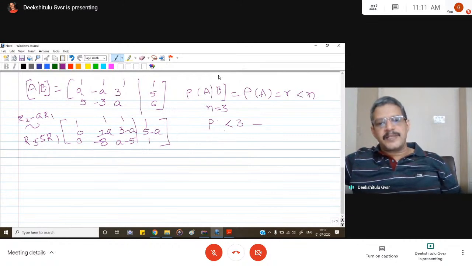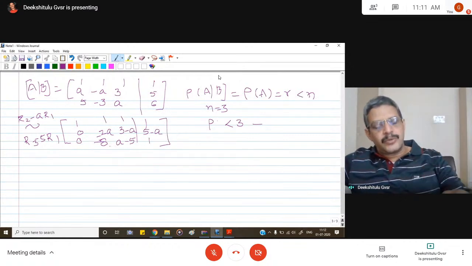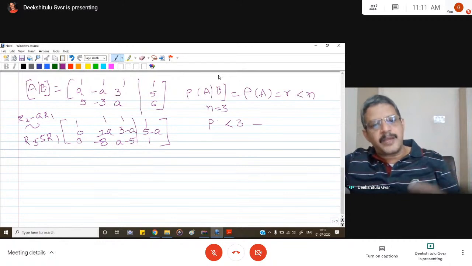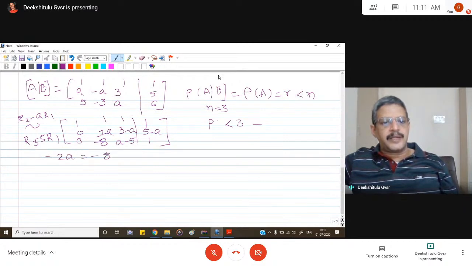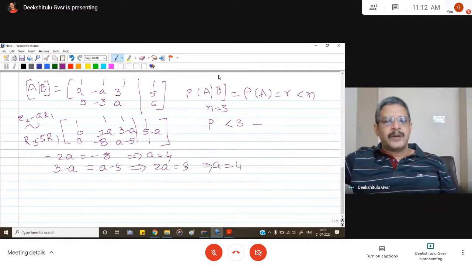So the rank must be less than 3. So the determinant must be zero, so the rows may be equal. So when the second row and third row, let us say, are equal, minus 2A is equal to minus 8, which implies A is equal to 4. Let us see what happens to the other statement also. 3 minus A is equal to A minus 5, which implies 2A is equal to 8, or A is equal to 4. And this element, 5 minus 4, is 1.